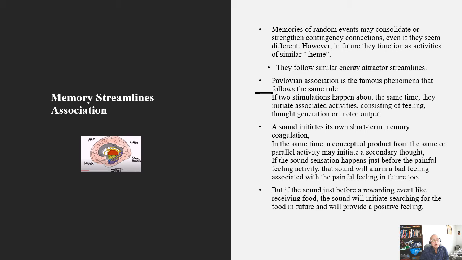If the sound sensation happens just before the painful feeling, that sound will alarm a bad feeling in future. But if the sound happens just before or at the same time as rewarding events, like receiving food, the sound will initiate searching for the food in future and will provide a positive feeling.